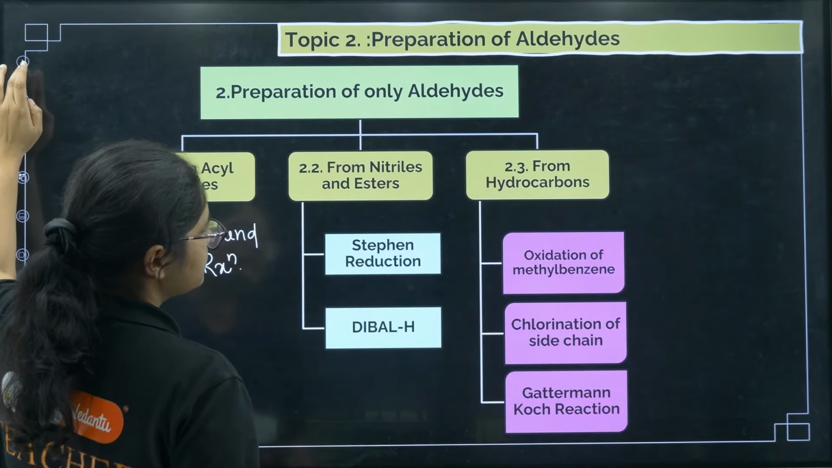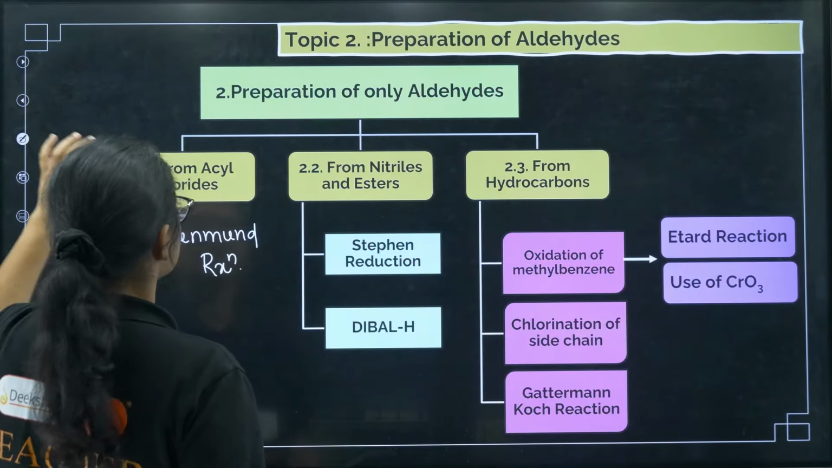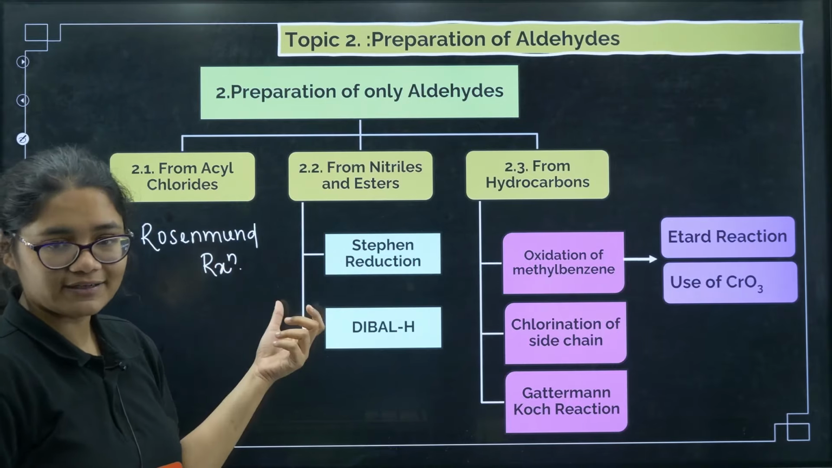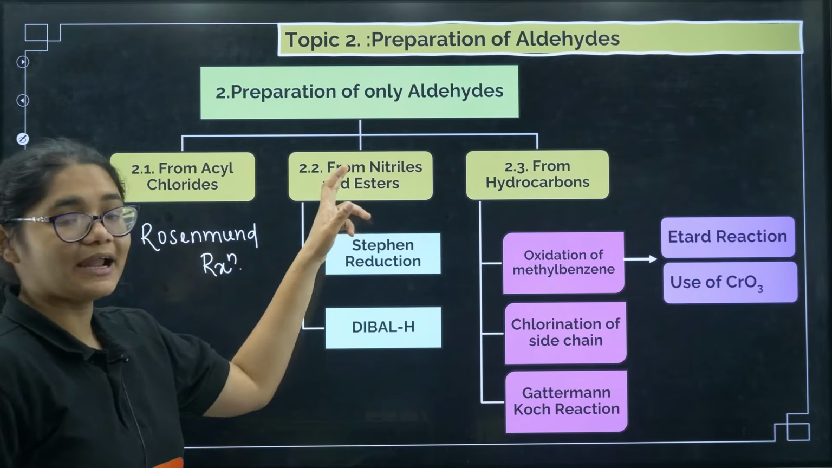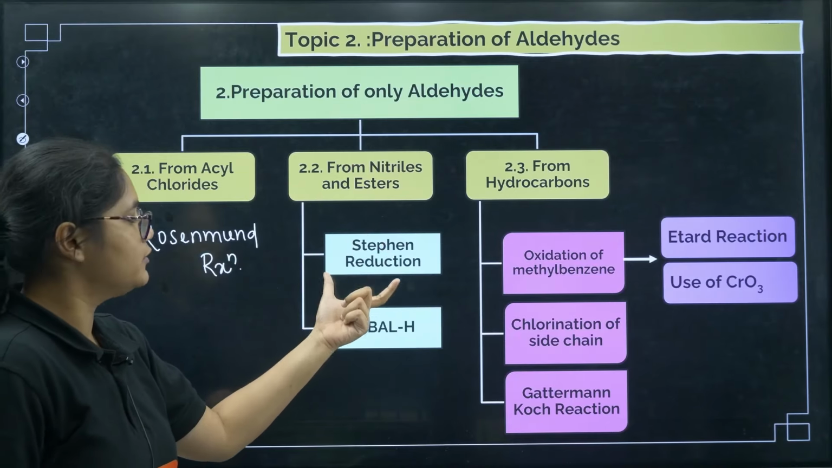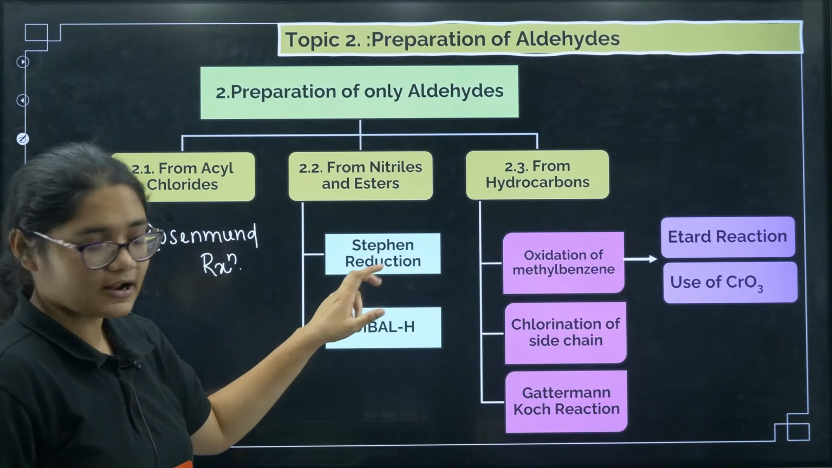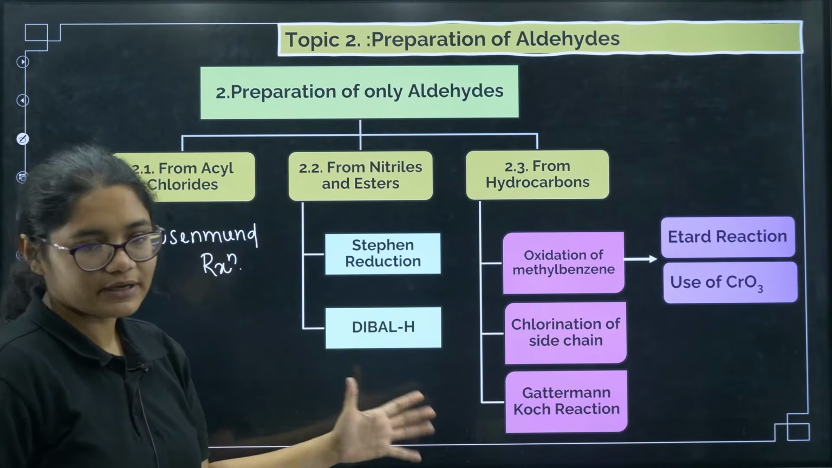So we have these reactions. For the preparation of only aldehydes, the first one is from acyl chlorides. This is a very important reaction, the name reaction is Rosenmund reaction. From nitriles and esters, you can use Stephen reduction. So from nitriles we can use Stephen reduction or DIBAL-H, I will explain. Then from esters we can use only DIBAL-H.